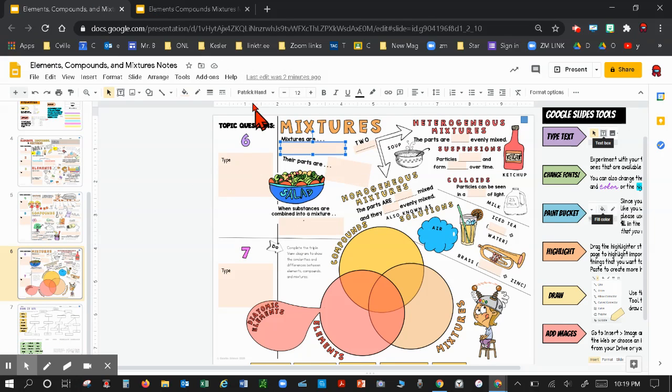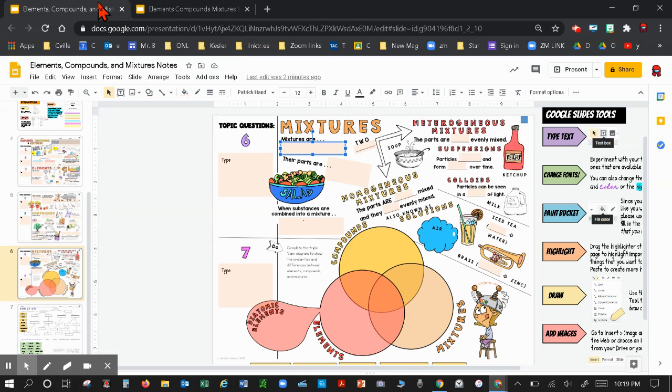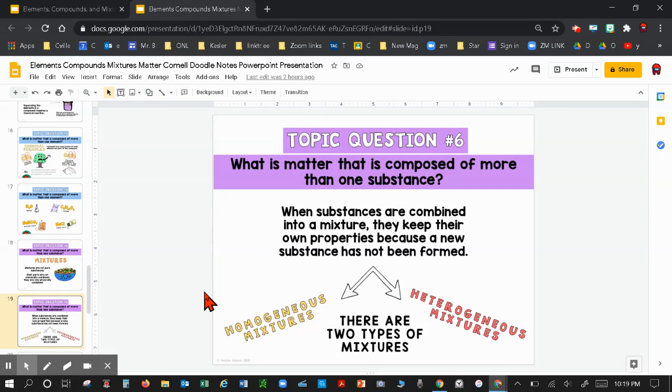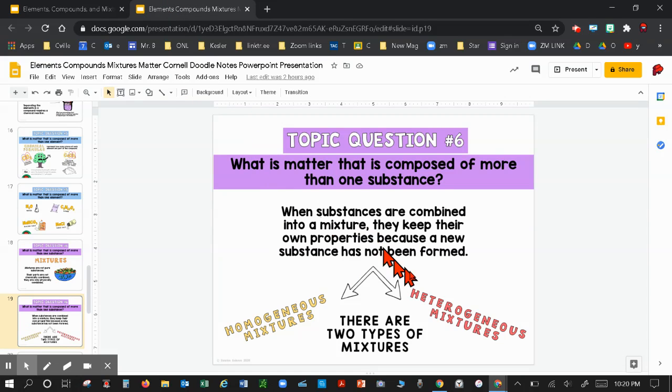So here we are, what mixtures are. They are not pure substances. Their parts are not chemically combined. They are only physically combined. When substances are combined into a mixture, they keep their own properties because a new substance has not been formed.